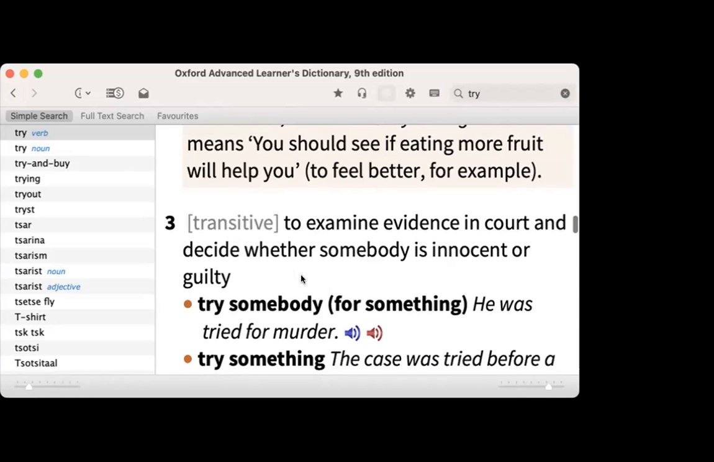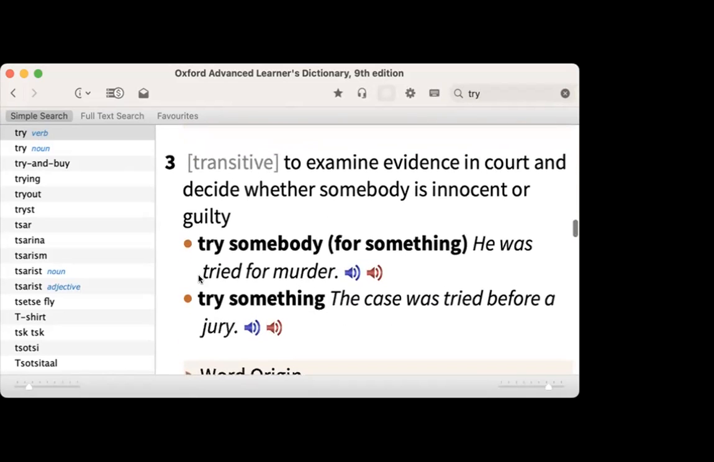ये वाला try जो मैंने use करा है वहाँ पे. Okay. Got it? He was tried for murder. उसको try किया गया for murder. He was tried for murder. ये tried है. This is the tried I've used in this essay. Okay. The case was tried before a jury. मतलब it was heard before a jury. उसके arguments jury के सामने दिए गए.